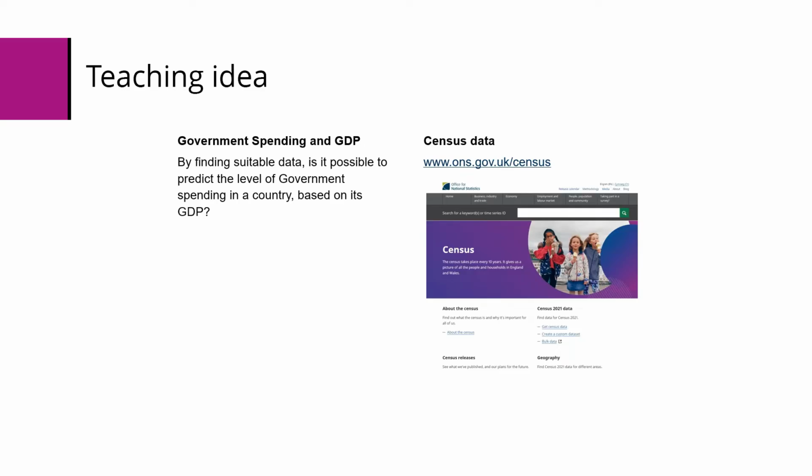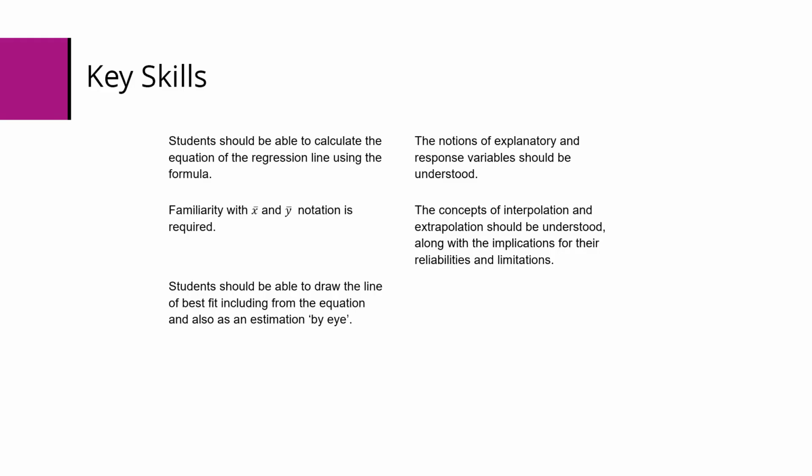Key skills for this topic include: students should be able to calculate the equation of the regression line using the formula. They should be familiar with x bar and y bar notation. Students should be able to draw the line of best fit, both from the equation and also just as an estimate by eye. The notions of explanatory and response variables should be understood. And also the concepts of interpolation and extrapolation should be understood, along with the implications of the reliabilities and limitations of those two methods of predicting values.